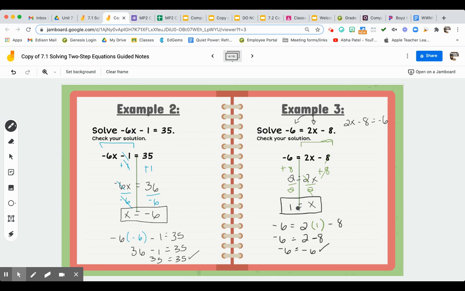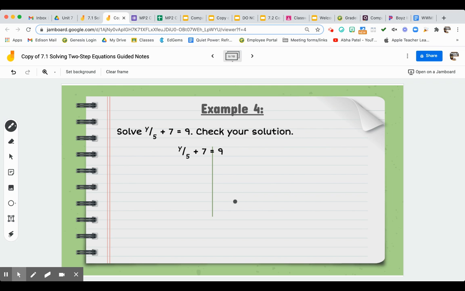And I don't care if you give me answers like this, but some of your teachers might require you to rewrite it where the variable is on the left side. But either one of these is acceptable. I'm not picky, but just recognize this means the exact same thing. That's the equal sign. 2 is equal to 2. 2 is always equal to 2. You can rewrite it around.